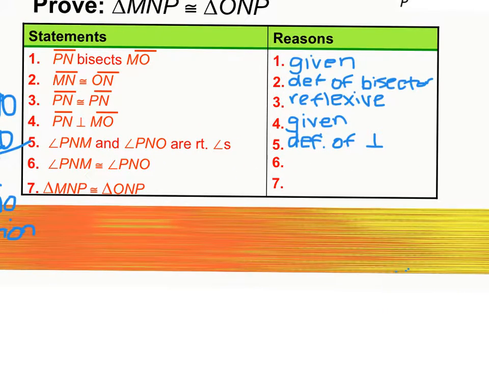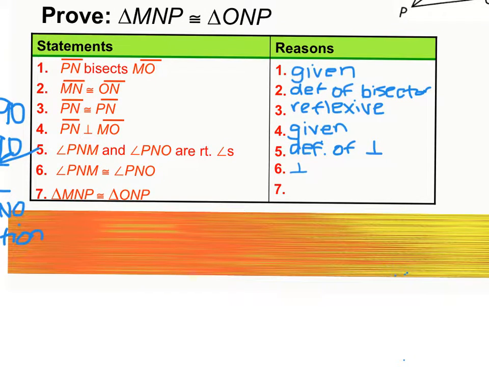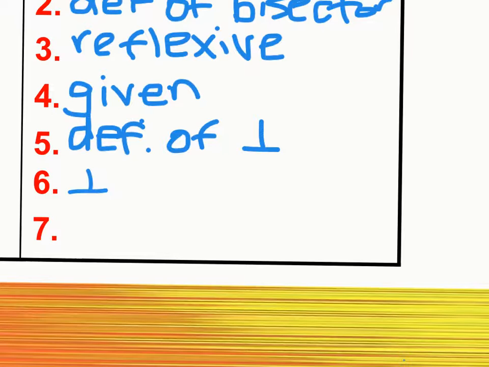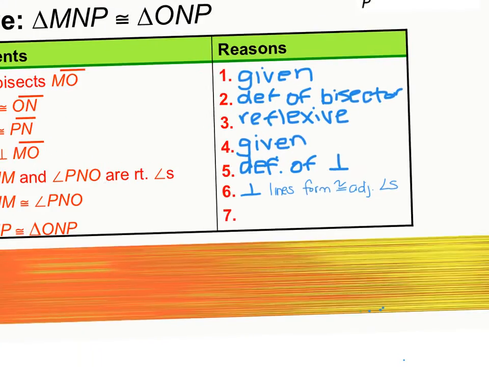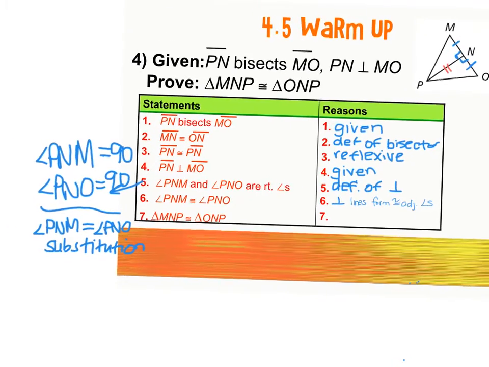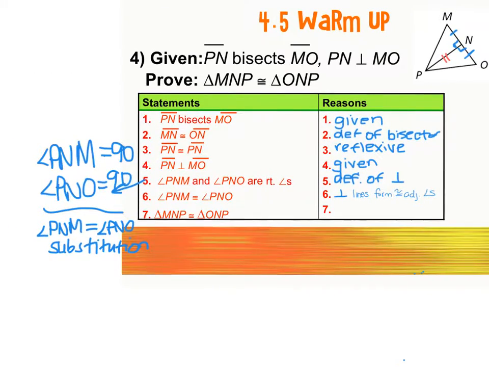And so for here, we could say that perpendicular lines, which is one of our postulates from this chapter, form congruent adjacent angles. So again, if you wanted to add that they equal 90, so then equal each other, that would be the definition of perpendicular and then substitution. But if you do it in one step like that, we had postulates and theorems that told us about perpendicular lines back in chapter 3. And one of them said that perpendicular lines form congruent adjacent angles.